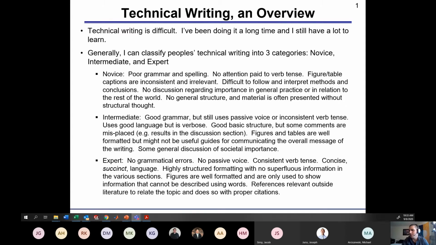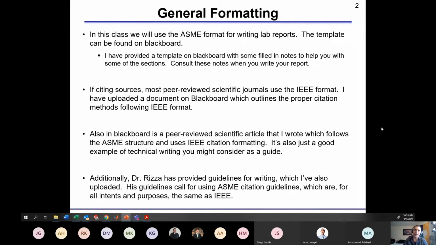All right, so let's talk about some of these things in a little bit more detail and what I'm going to expect from you writing your lab reports going forward in this particular class. In this class, we're going to use ASME formatting for writing lab reports, and I've uploaded the blank template for you to use on Blackboard in MS Word format. So just download that template. That'll be your base template for writing all of your stuff in this particular class.